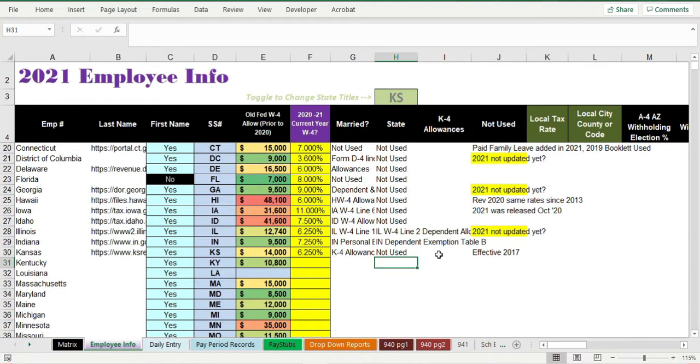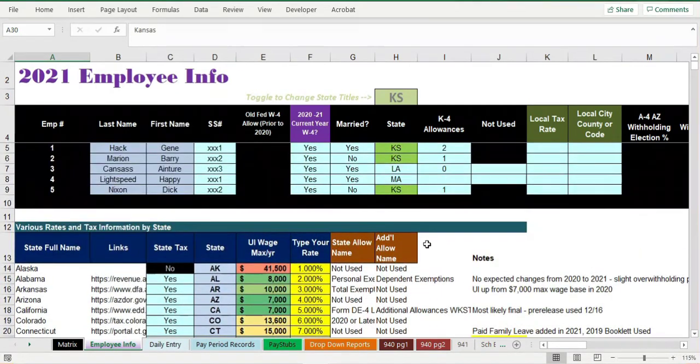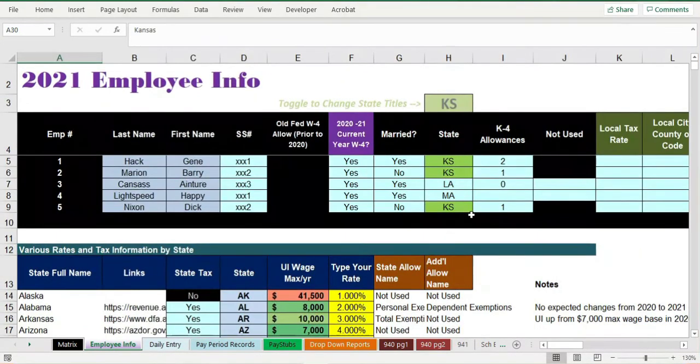Let me say that their tax structure is not all that complicated, so we're going to talk about it today. They tax the first $14,000 of wages for unemployment in 2021. They haven't updated their tax rates since 2017, so things look to be pretty consistent. Let's talk about what you need if you have an employee in Kansas.